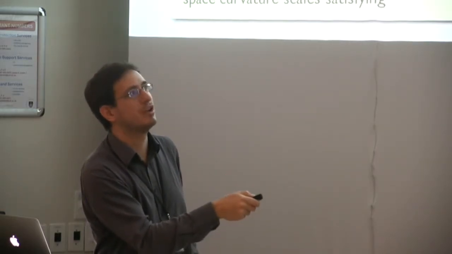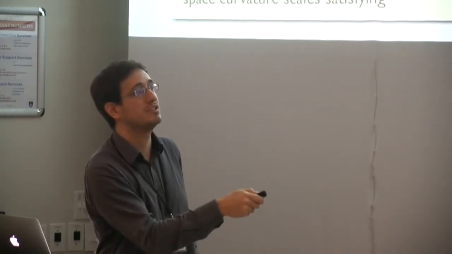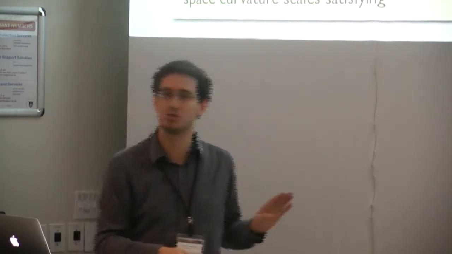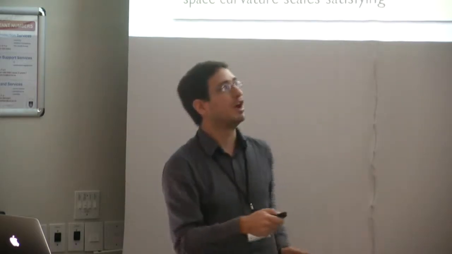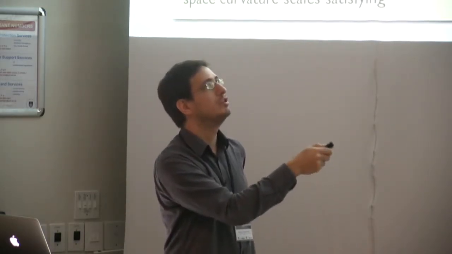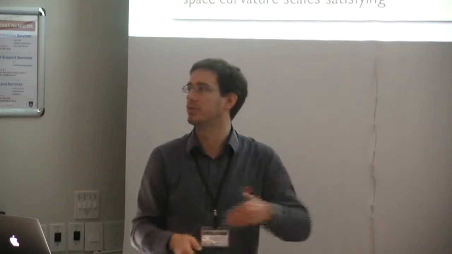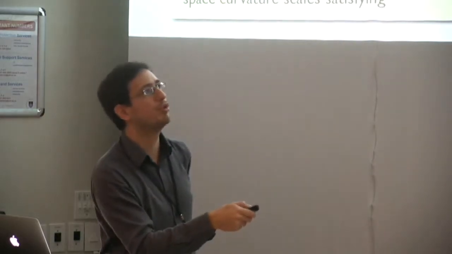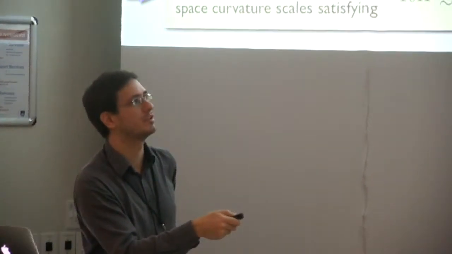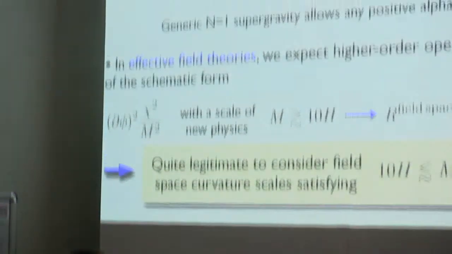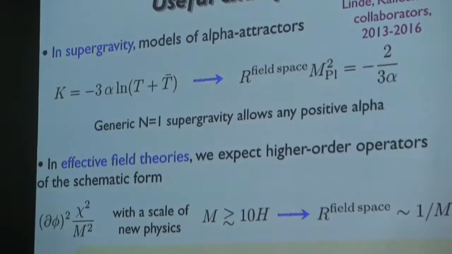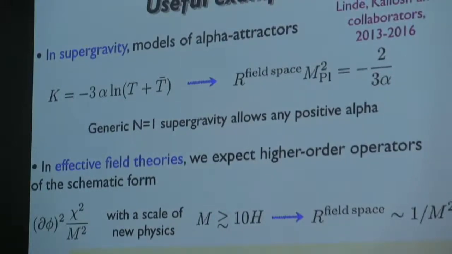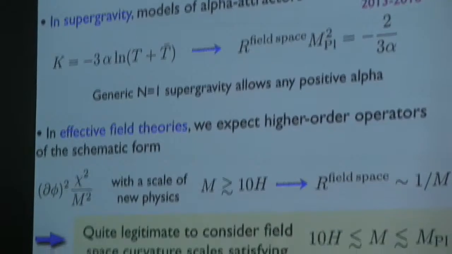The important point is, this is a field space Ricci curvature, nothing to do with the curvature of space-time. It's really the internal space. And the criteria that I told you, if you have the scalar potential, you can compute the geometry and then the curvature. The important point, you'll see why it's important later on, is that the curvature is negative. The dimensionless quantity is the Ricci scalar times the Planck mass squared, and it's negative, and actually in the limit of what are called alpha attractors, corresponding to small alpha.